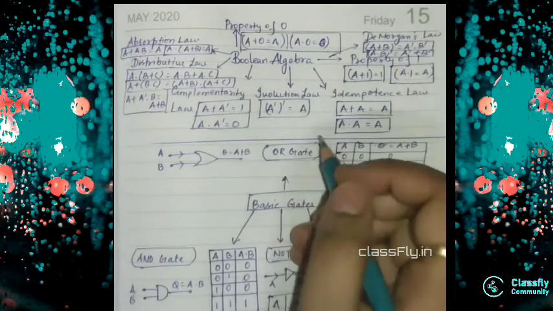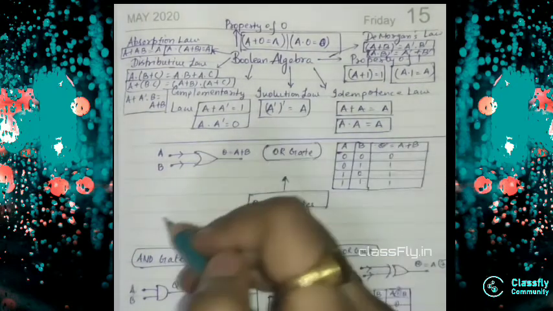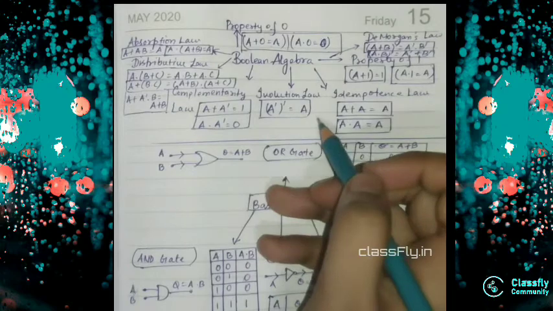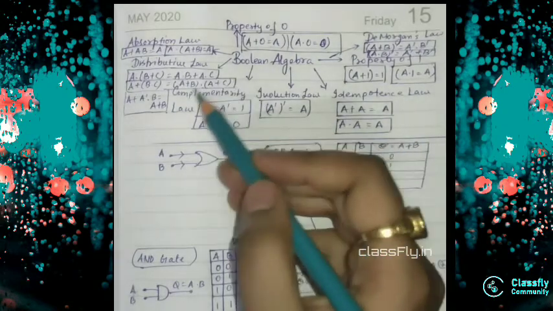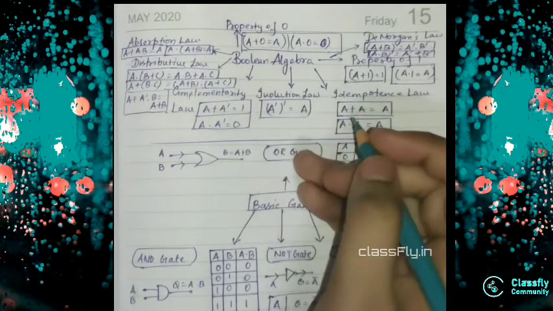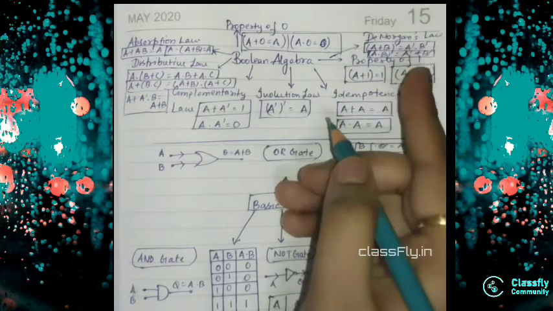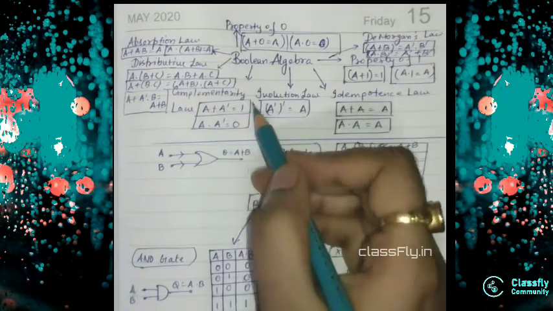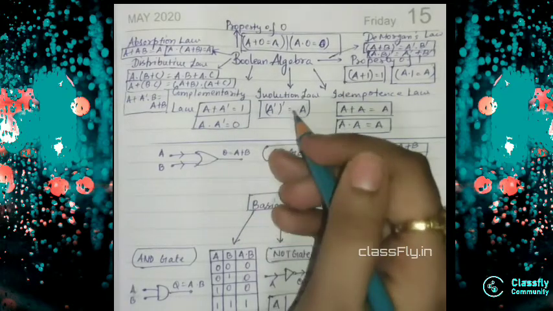The involution law tells that if we complement a complemented number, we get the same value. The complementary law states that if you add a number and its complement, you will get 1, but if you multiply them, you will get 0.